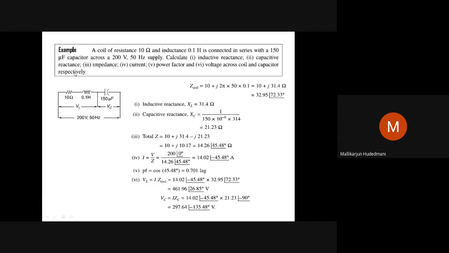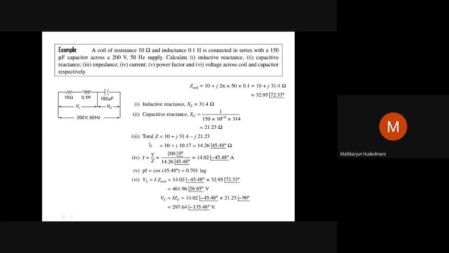This circuit, how can I write? Impedance of the first part, you can see 10 plus j31.4. This refers to the inductive coil. Then minus j21.23. What does this 21.23 refer to? XC. When I represent minus j21.23, I have taken care of resistance, capacitive reactance, and inductive reactance together. This will simplify as 10 plus j10.17. This is the net impedance of the circuit in the complex domain.